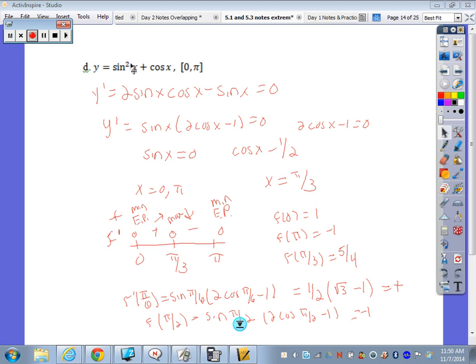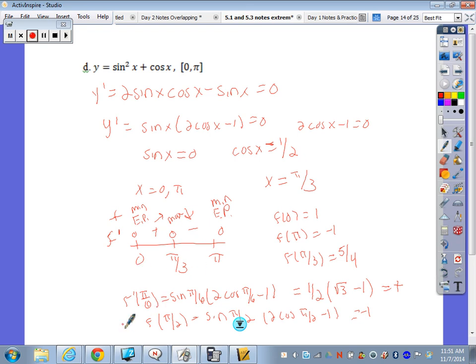So here's the answer for the last one. You take the derivative, don't forget chain rule on sine. When you do a trig function, you factor out what's in common, set each one equal to 0, solve for the trig function, and then you have to figure out when is sine 0, and that's at 0 and pi. When is cosine a positive 1/2? That's only at pi over 3 on this interval.